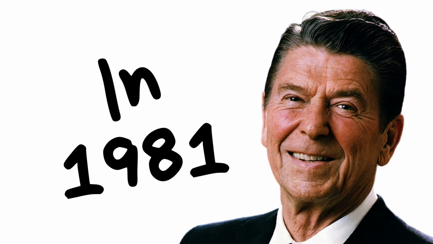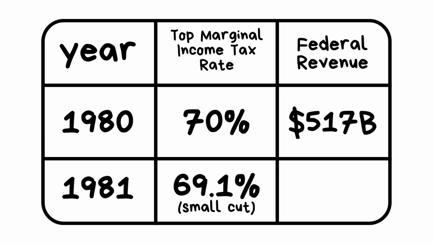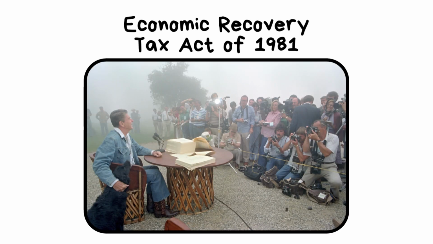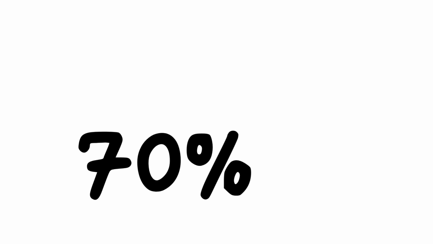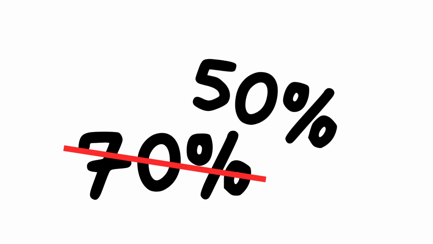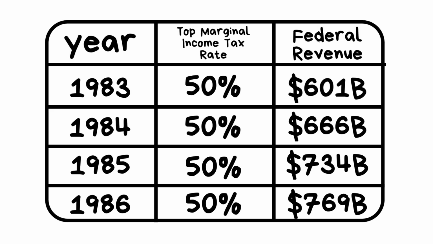Of course there are. In 1981, when Ronald Reagan took office, the top marginal income tax rate in the United States was 70%. And the tax revenue for this year was $599 billion. But due to the Economic Recovery Tax Act of 1981, the tax rate for 1982 was cut from 70 to 50%. And what happened? When the tax cuts took their full effect in 1983, revenue initially dipped. But over the years, it recovered.